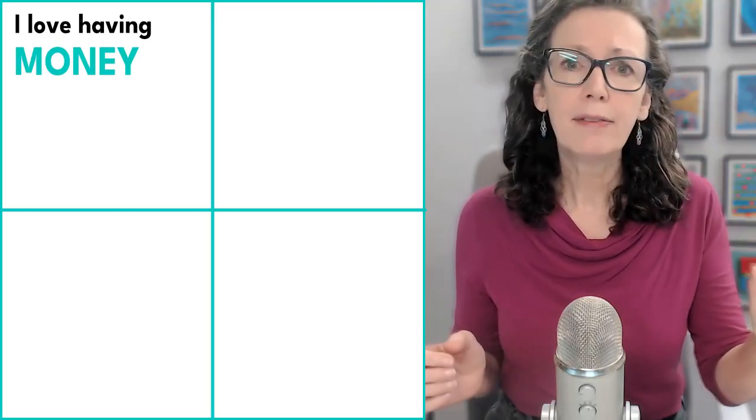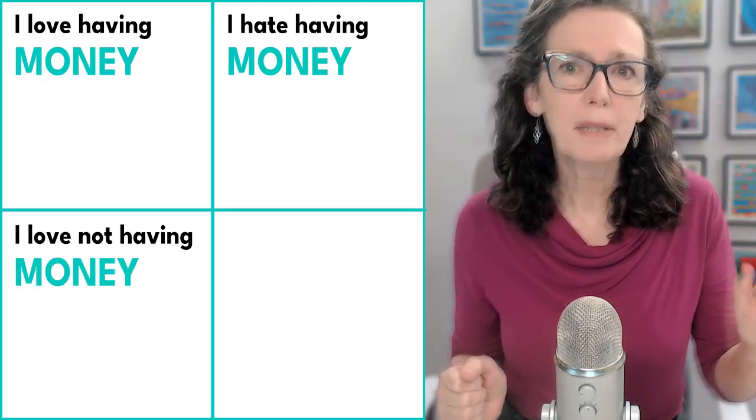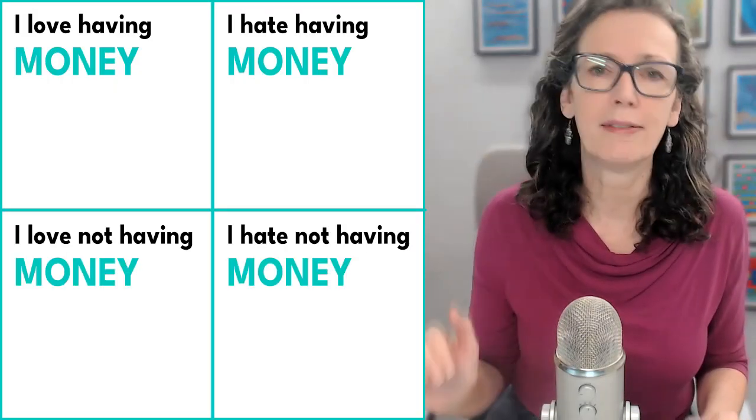So how does the squares process actually work? Let me walk you through an example. Imagine the polarity of having money and not having money. So we set up a square with four statements which read: I love having money, I hate having money, I love not having money, and I hate not having money.